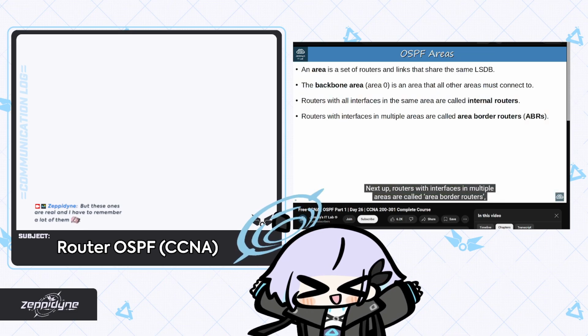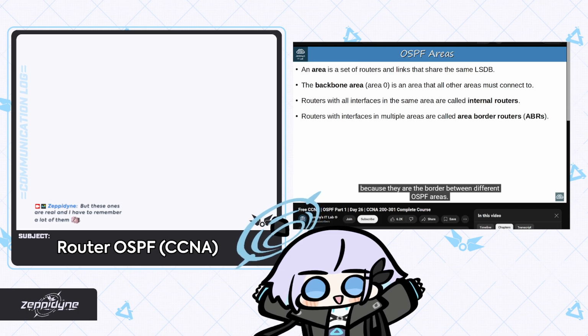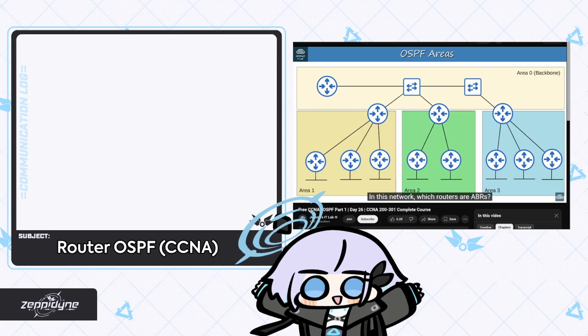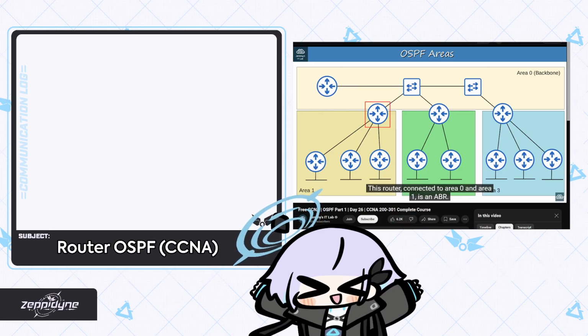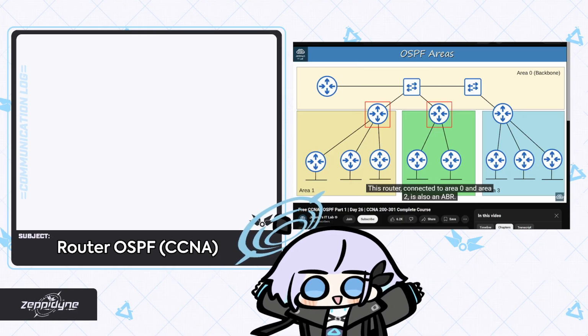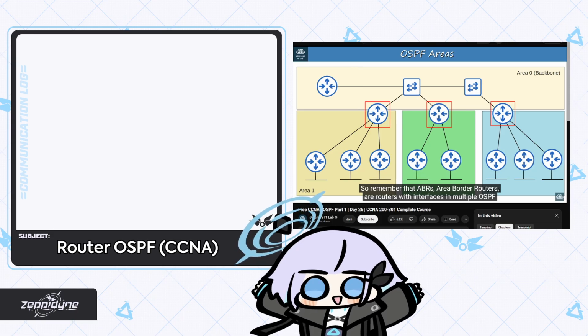Next up, routers with interfaces in multiple areas are called area border routers, because they are the border between different OSPF areas. In this network, which routers are ABRs? This router connected to Area 0 and Area 1 is an ABR. This router connected to Area 0 and Area 2 is also an ABR. And this router connected to Area 0 and Area 3 is an ABR. So remember that ABRs, area border routers, are routers with interfaces in multiple OSPF areas.